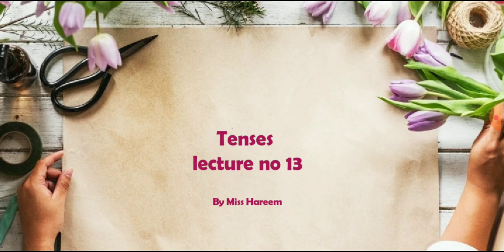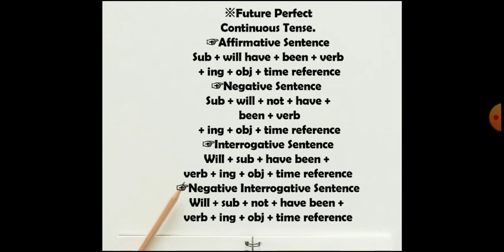Today is lecture number 13 and I am going to discuss future perfect continuous tense. Before describing all the formulas of this tense, I would like to describe the future perfect continuous tense in detail. Future perfect continuous, also sometimes called the future perfect progressive, is a verb tense that describes actions that will continue up until a point in the future. The future perfect continuous consists of will plus have plus been plus the verb's present participle, verb root plus ing.